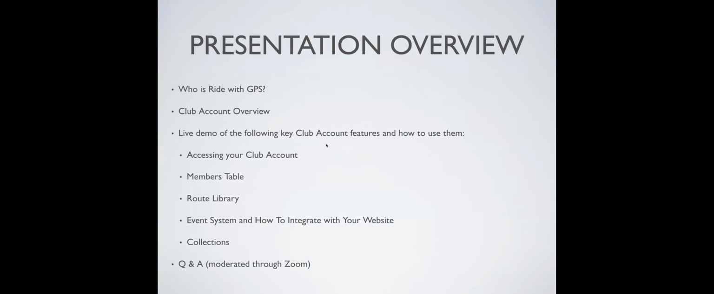The other things we're going to be covering is club account overview, and then the bulk of the presentation is going to be a live demo where we call out some of the features. We highlight everything. So we'll cover things like accessing your club account, the member table, the route library, the event system, and how it ties into your website if you choose to use that. A new feature that we released and we're revamping, actually, collections. And then we're going to save enough time at the end to go through Q&A.